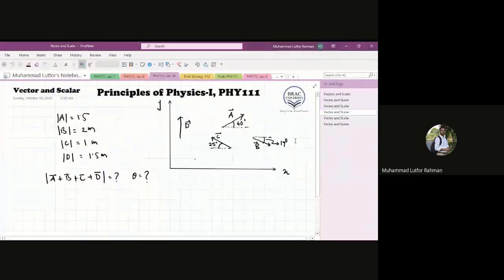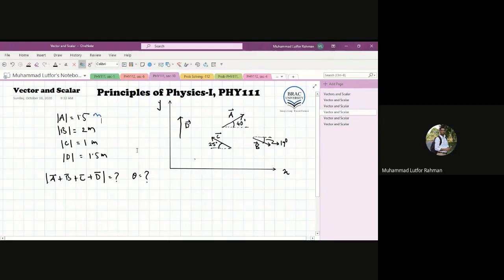So this is one more problem. Say that there are four vectors A, B, C, and D in different positions and different directions. They give the magnitude of A as 1.5 meter, B as 2 meter, C as 1 meter, and D as 1.5 meter. We have to find the resultant of all four vectors, its magnitude, that is the modulus of A plus B plus C plus D, and also what will be the resultant direction of this vector.